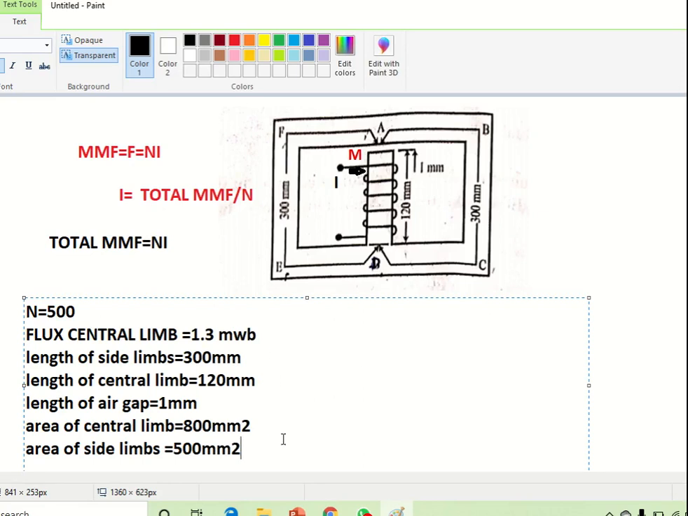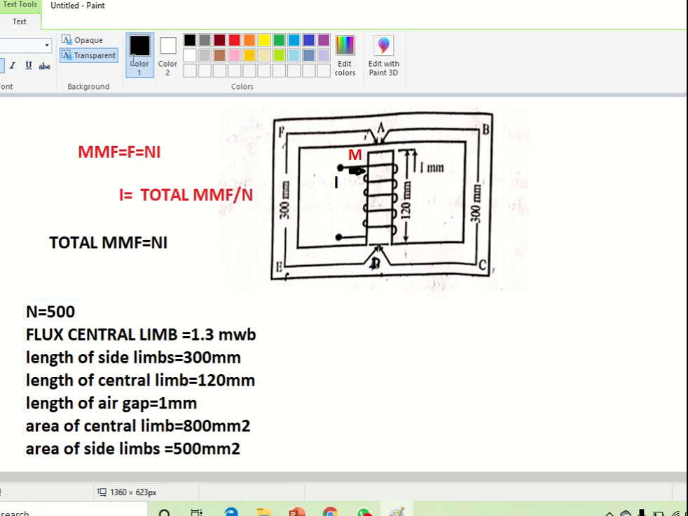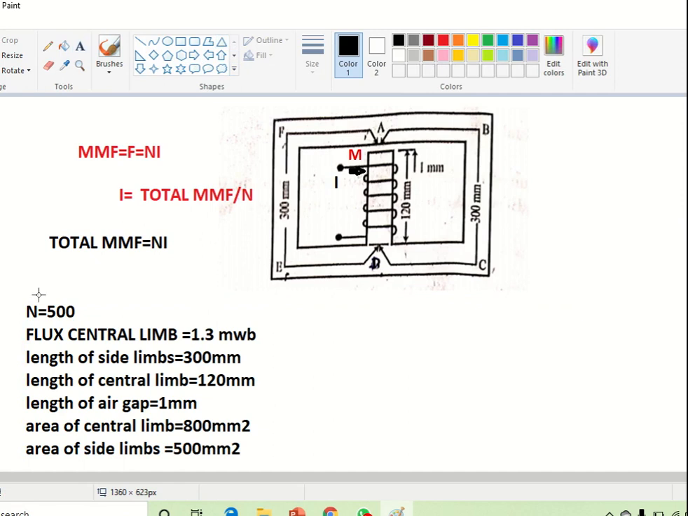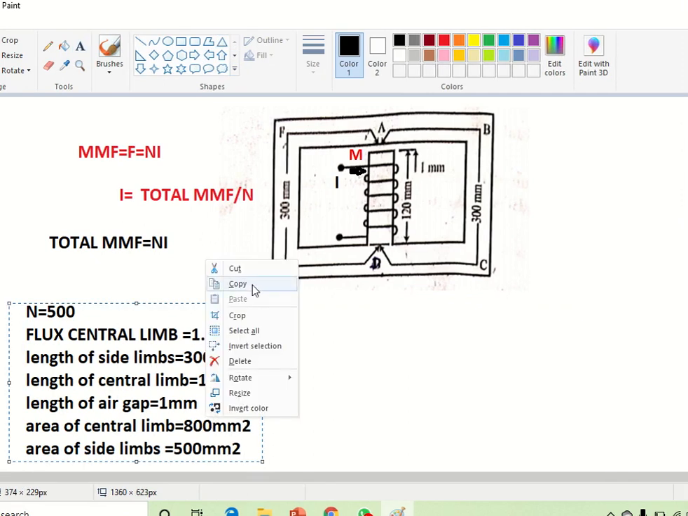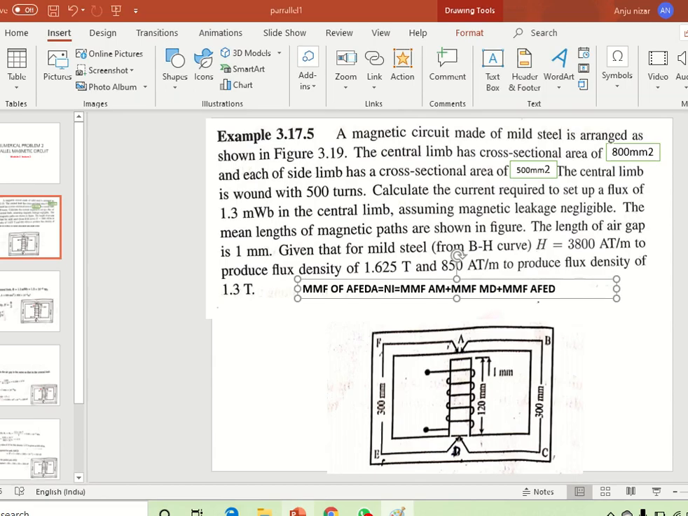Data is given. So the primary data is given.